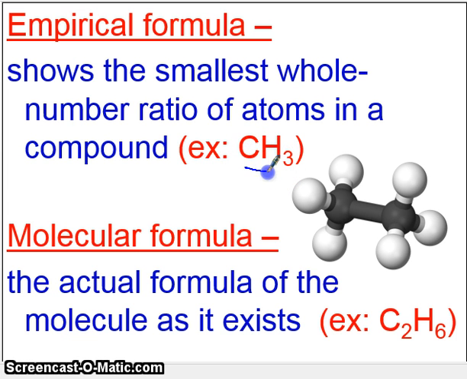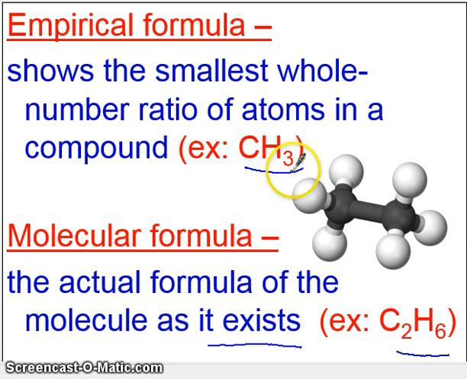So in this case you see CH3 as the empirical formula. This is because you cannot reduce it any further. It's as low as it can go. There's a 1 and a 3. Now, this is not the real formula of the compound though. The real formula is called the molecular formula. Molecular formula shows the formula as it actually exists. So the example here is C2H6.